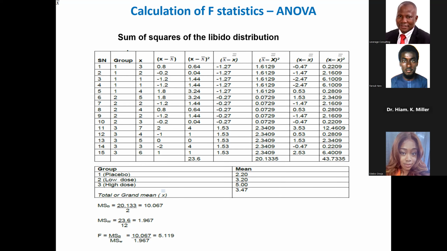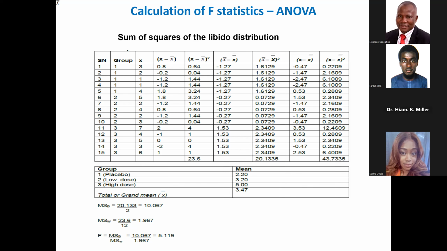So now you have negative, positive. If you add together, it gives 0. You square it. When you square it, which is the next column, and you add it together, I call it sum of square between. So it tries to give you the variability between groups. The first one, x minus x bar squared, added together gives you 23.6. That is sum of square within groups. This one is sum of square between groups.